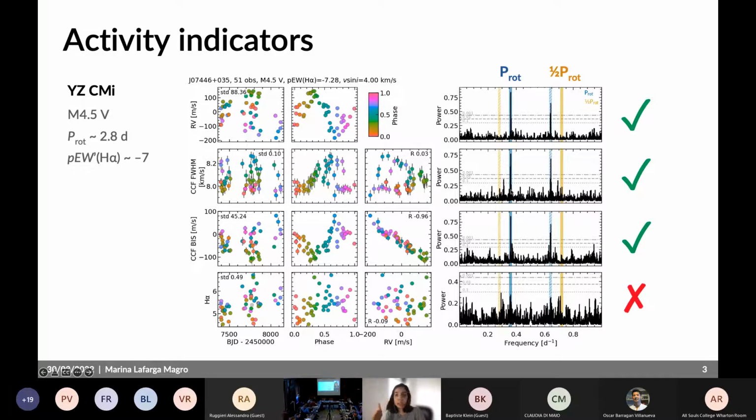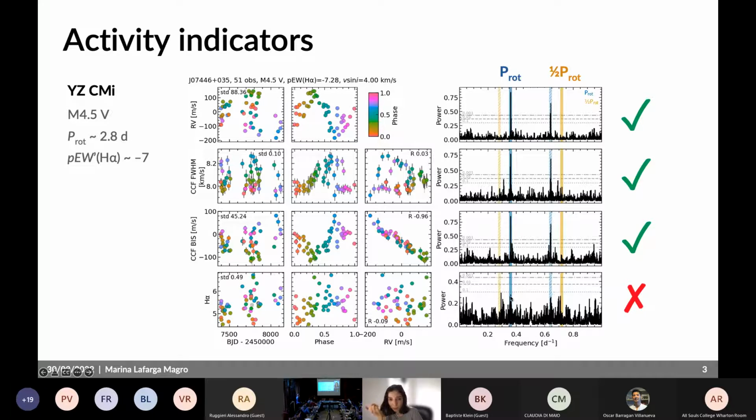So in this case, for this star, I wanted to show that three of the indicators, the radial velocities, the full width at half maximum, and the bisector of the CCF, show a very clear and significant peak at the stellar rotation period. That's the peak you can see here. I've highlighted where the rotation period is in blue. And I just wanted to show that in contrast, other indicators such as the H-alpha line here show nothing significant.